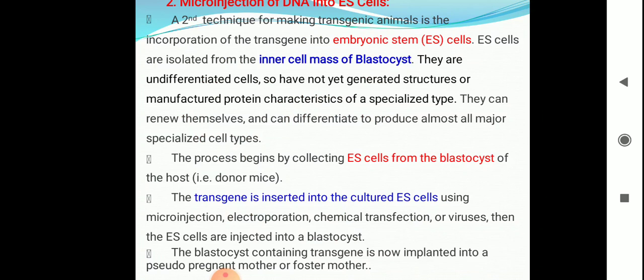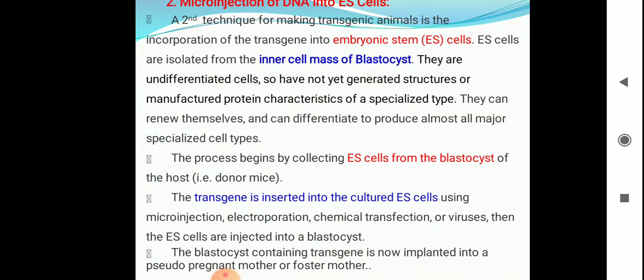Embryonic stem cells are isolated from the inner cell mass of the blastocyst. They are undifferentiated cells, at a very young stage. They do not yet give rise to ectoderm, mesoderm and endoderm. They have not yet generated the structures and manufactured the proteins characteristic of specialized types. They can renew themselves and can differentiate to produce almost all major specialized cell types.